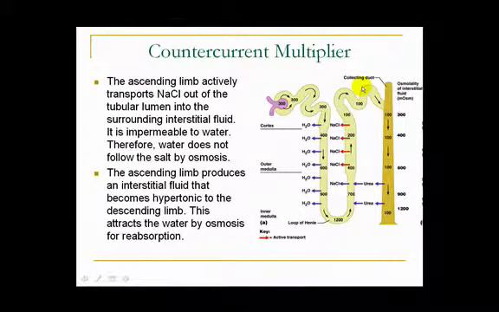And the reason it's important to keep that concentration gradient there is not necessarily here for the loop, but later on when filtrate moves down the collecting duct. So the loop helps maintain the osmotic gradient so that later on, when filtrate moves down through the collecting duct, you can adjust it.